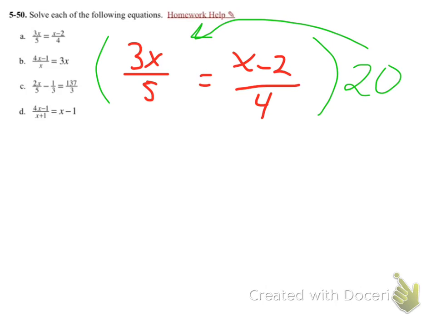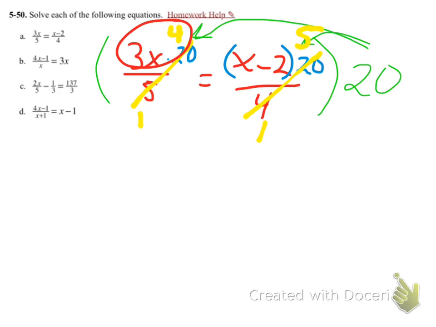What that does is I distribute it here and here. So when I put 20 in my numerator and 20 in my numerator, I should be able to reduce. So before I go any further, I'm going to reduce 20 over 5 down to 4 over 1. And over here, 20 over 4 is going to reduce down to 5 over 1. This now gives me 3 times 4 times x, and 5 times x minus 2, I'm going to distribute, so I have 5x minus 10.